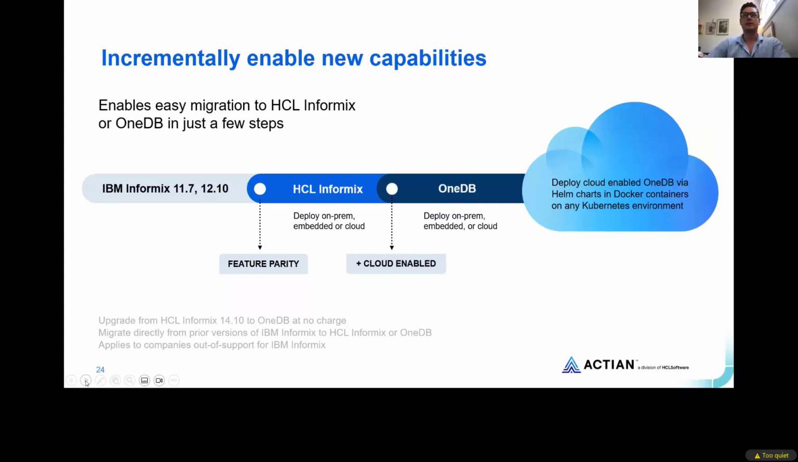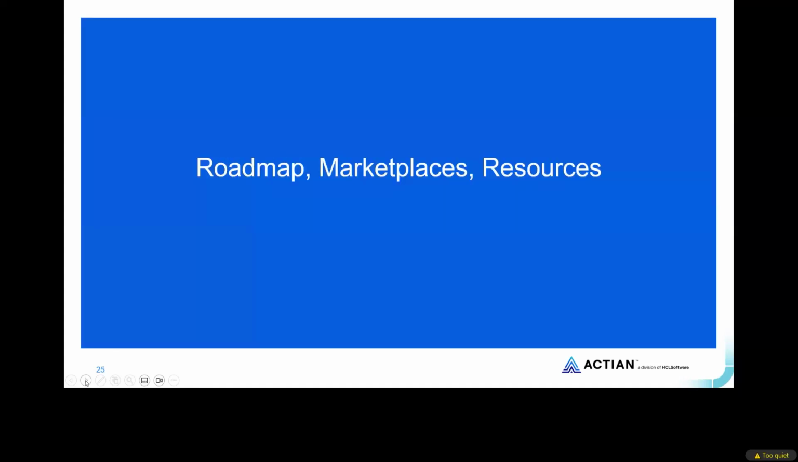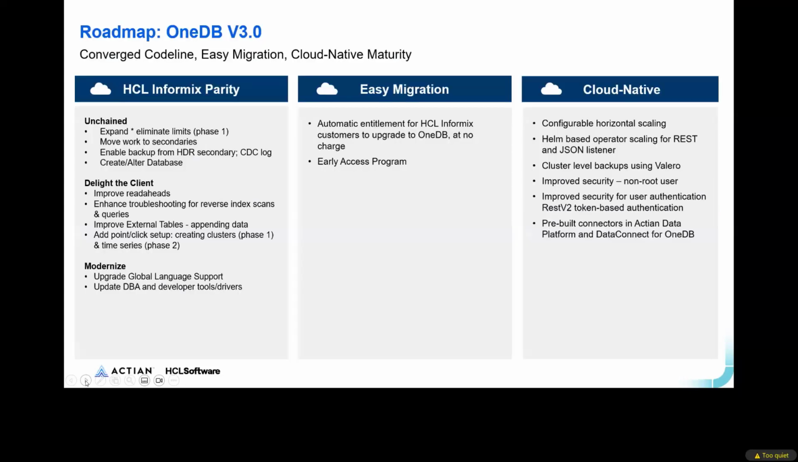Absolutely, absolutely. Thanks. Okay, so I'm going to take over again here. I'd like to take a quick peek ahead into the future and whet your appetite using the next slide. Let's go one more. So our next OneDB release, version 3.0, has a target GA date of spring next year. Key themes for this release are Informix parity, meaning full convergence of the code line with Informix, which kind of leads to easy migration. And we want to continue to mature our cloud-native features for the containerized deployment option.